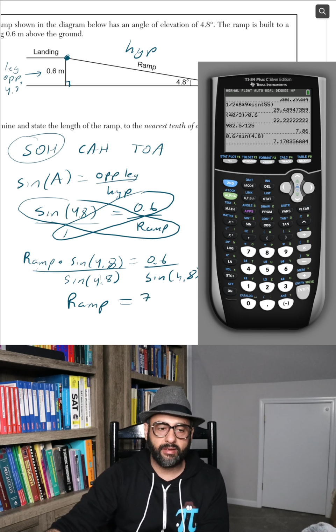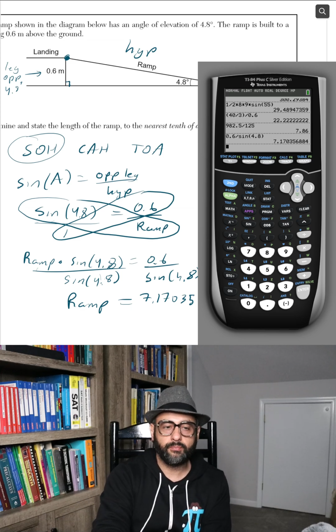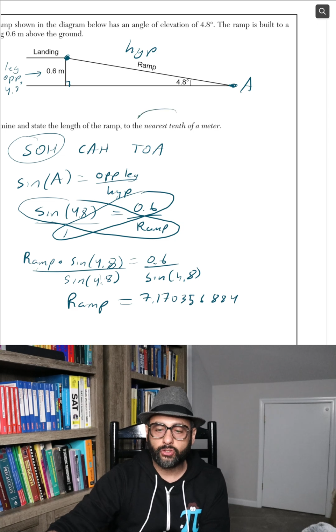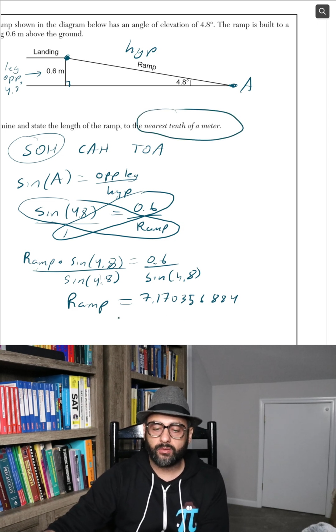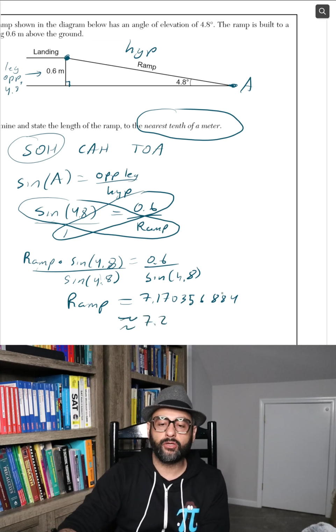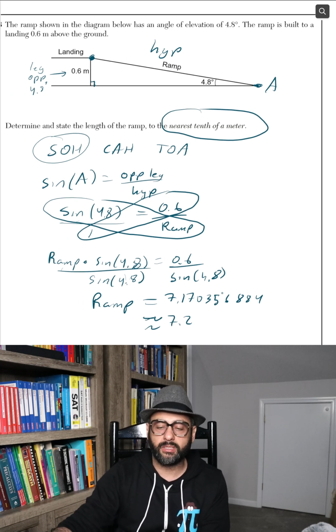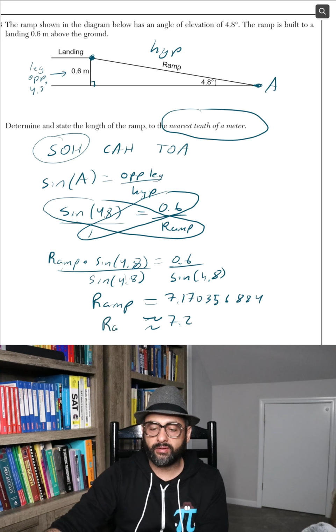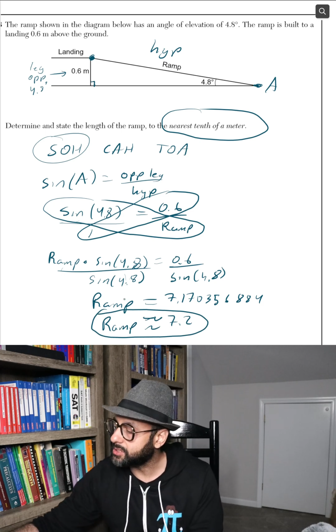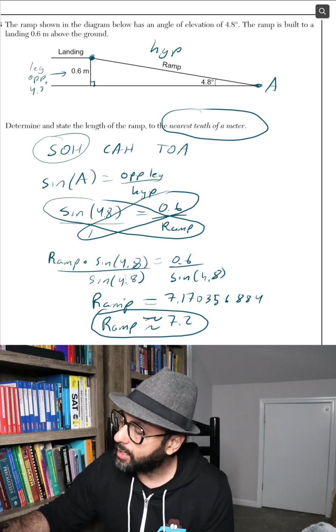I say 7.17036, nope, 0356, 884, okay? Minimize the calculator now. I write all the digits and then I circle what it tells me to round to, and then I round. It's approximately 7.2. They gave the units in meters, and so I don't have to give the units. And there we go. So the ramp is just approximately 7.2 meters.